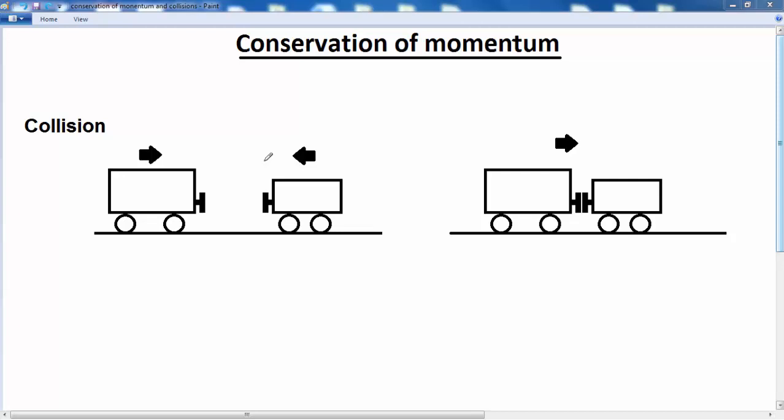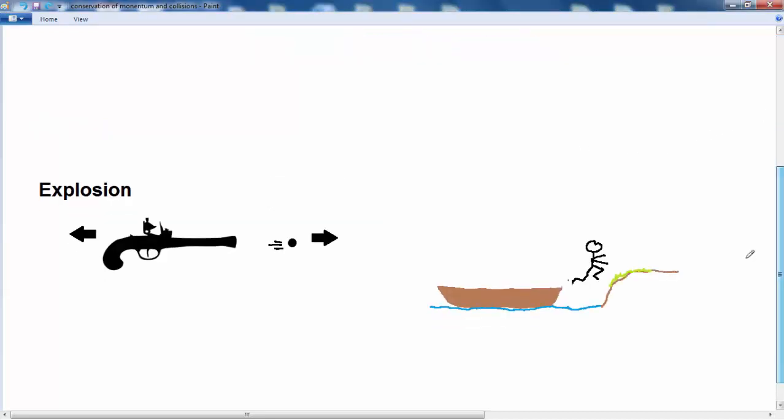In this lesson we're going to look at the conservation of momentum. This states that providing no external force is acting on the objects involved, then momentum is always conserved in both a collision, for example, as in this case where you've got two carriages coming together, or in an explosion, such as these two cases where the objects are flying apart from each other.